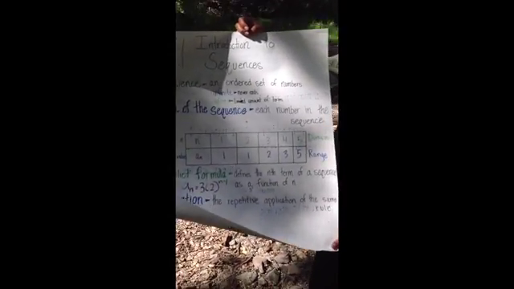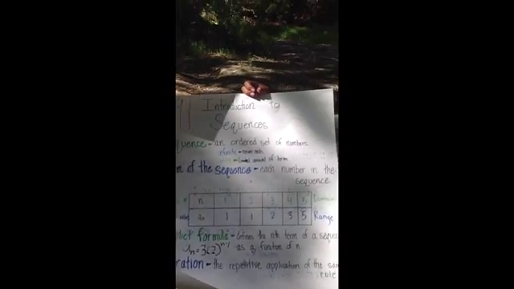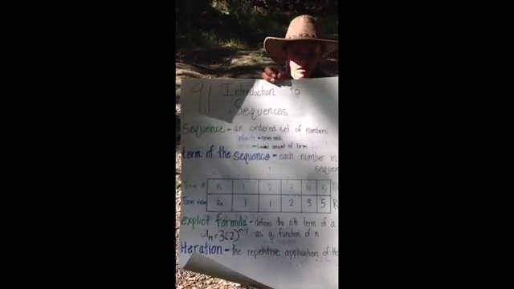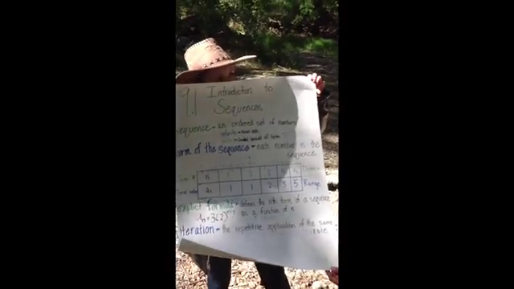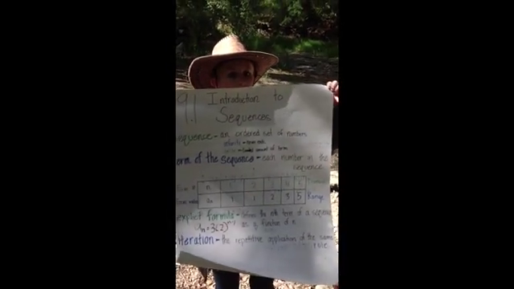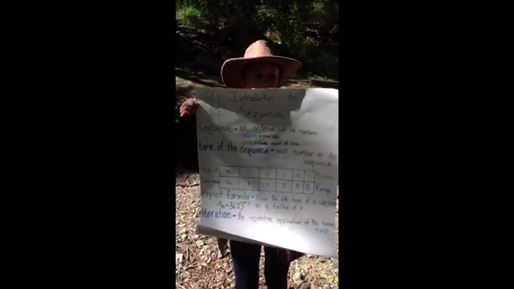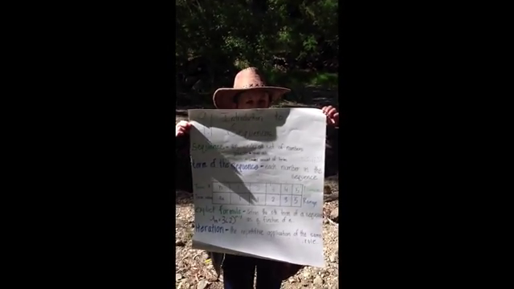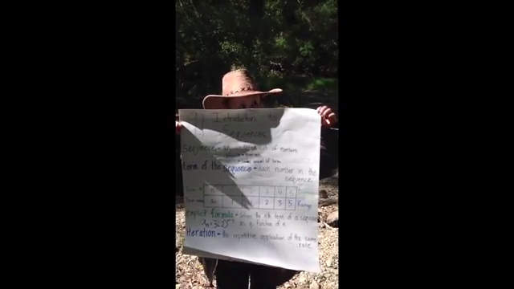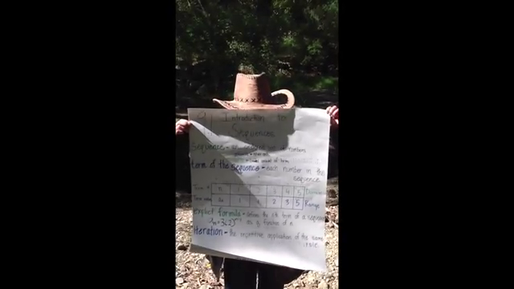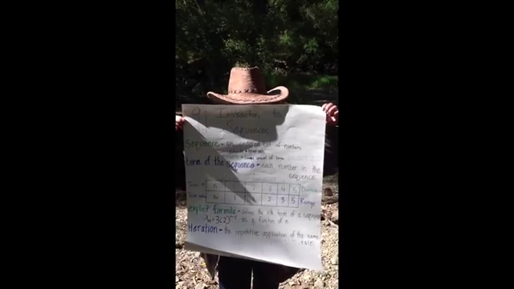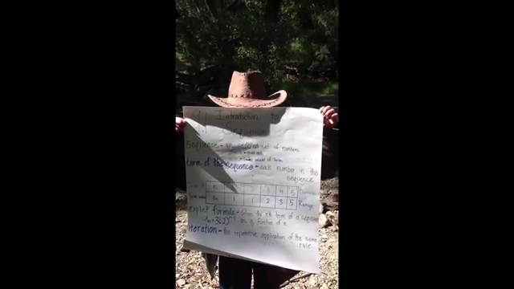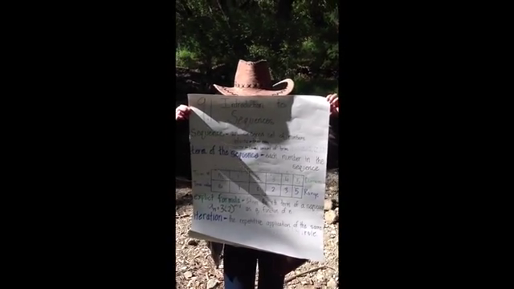9-1, Introduction to Sequences. A sequence is an ordered set of numbers. Infinite means that it never ends. Finite means that there's a limited amount of terms. A term of the sequence is each number in the sequence. In this chart, you can see that there are two sets of numbers. The top is the term number represented by n, and it's also the domain. And on the bottom, you have the term value, which is represented by a_n, the range.